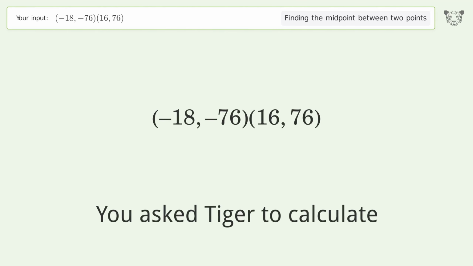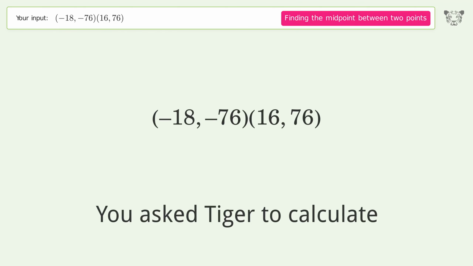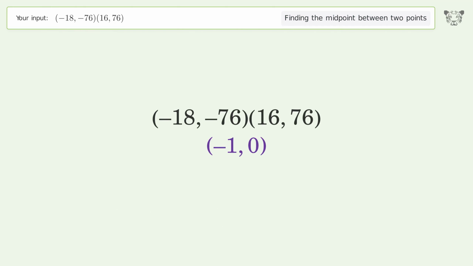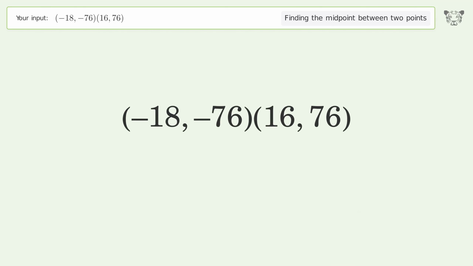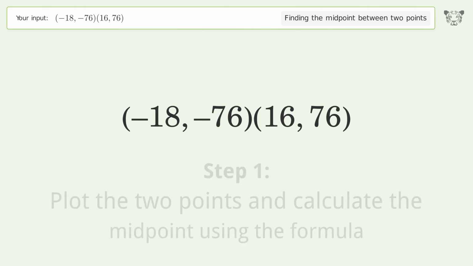You ask Tiger to calculate. This deals with finding the midpoint between 2 points. The midpoint between the 2 points is -1, 0. Let's solve it step by step. Plot the 2 points and calculate the midpoint using the formula.